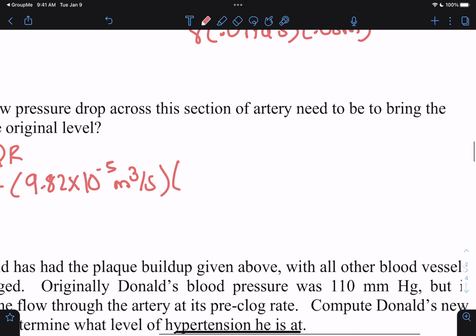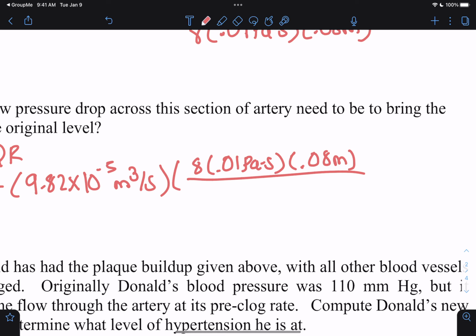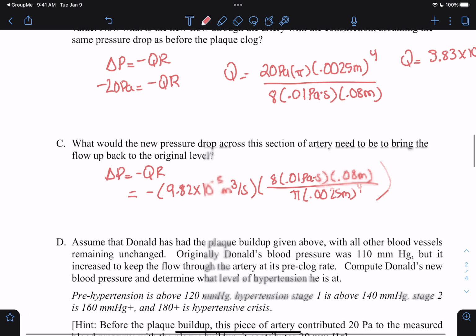here should be that 8 times 0.01 Pascal seconds. That's our viscosity, times the length, which was 0.08 meters, right? Divided by pi times r to the fourth. And our radius, remember, because if it's constricted, it's now that new 25% of the original value. So it's 0.0025 meters there, raised to the fourth power. And that should give us our new pressure drop, right?